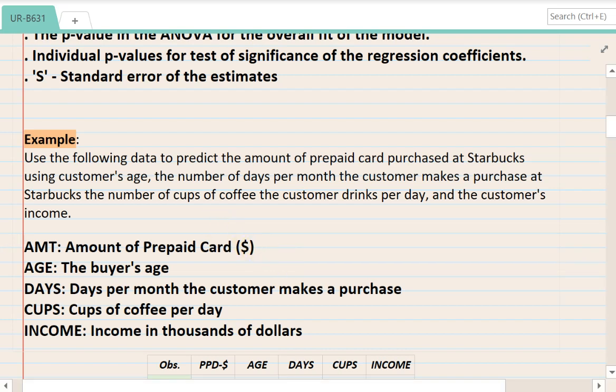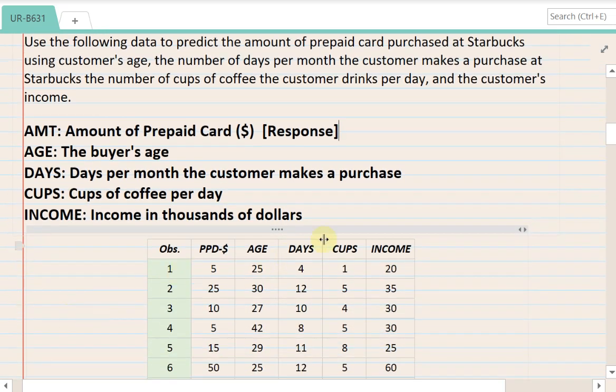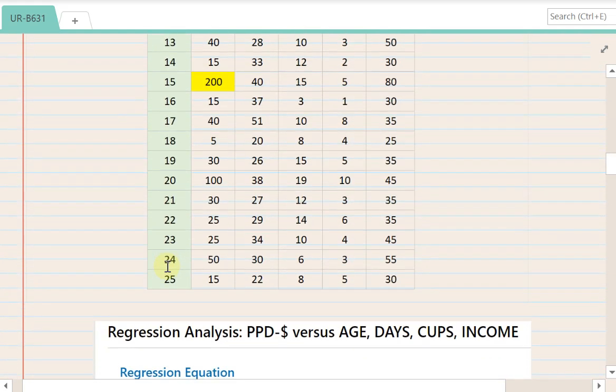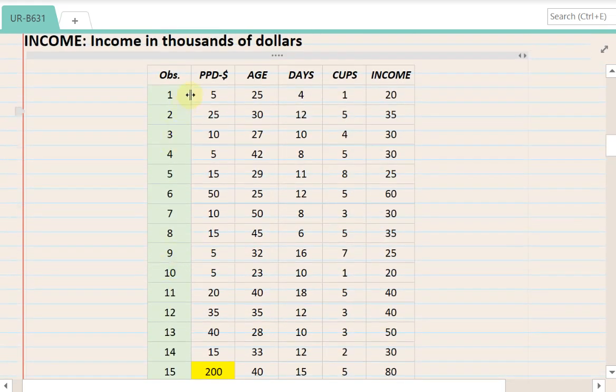What we would like to predict is the amount of prepaid card they're going to purchase. So that amount, let me just call that the response. The rest of these remaining variables are going to be independent variables. And here's the actual data that you're looking at. So here's customer 1, 2, 3, 4 all the way up to customer number 25. And then this is how much they bought the prepaid cards from Starbucks.